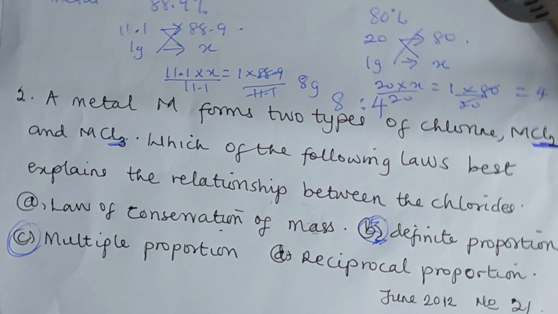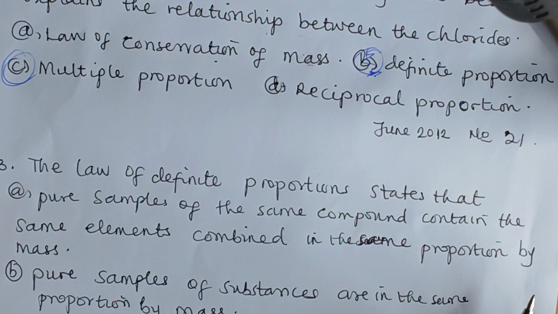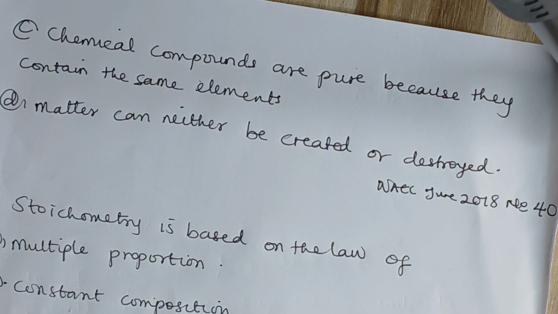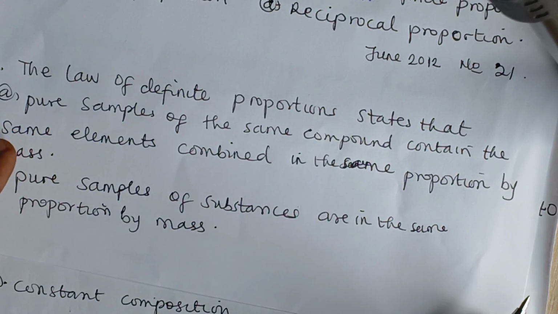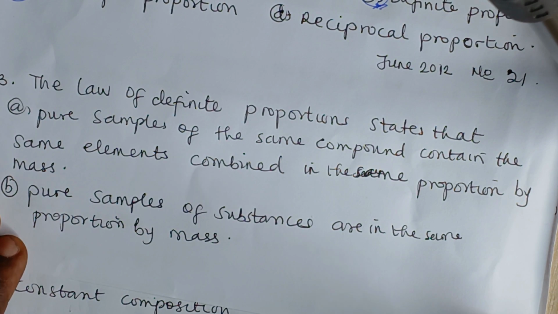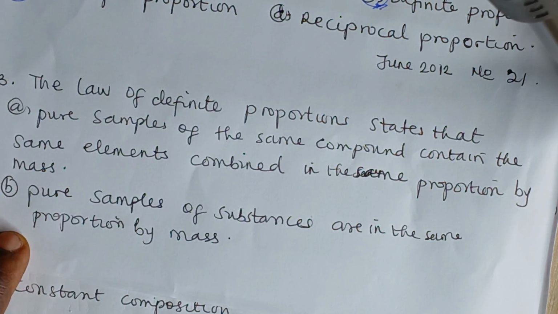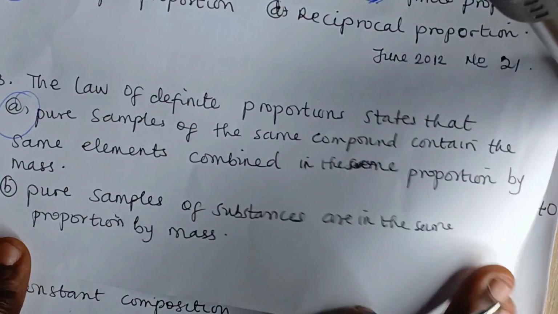And the next question here is, the law of definite proportions states that pure samples of the same compound contain the same element combined in the same proportion by mass. Which one is the correct option? Pure samples of substances are in the same proportion by mass. Then chemical compounds are pure because they contain the same elements. Then D, matter can neither be created nor destroyed. That is June 2018, number 40. The best answer here is option A, which states that pure samples of the same compound contain the same element combined in the same proportion by mass. This is the law of definite proportion. I want you to take time to also learn this.